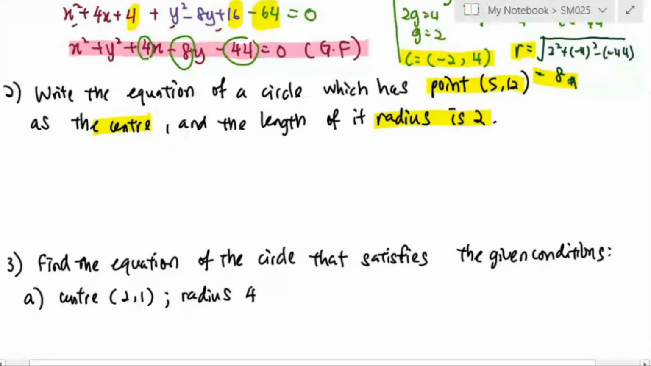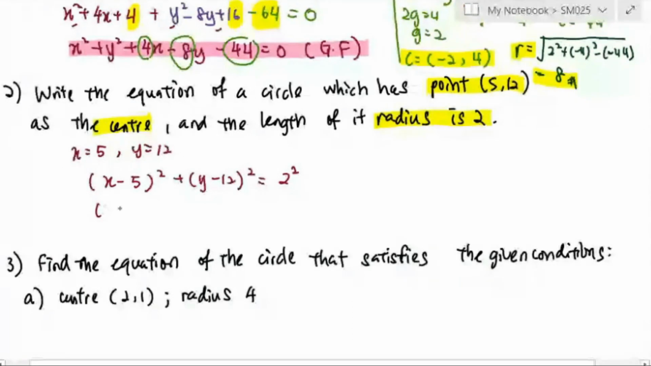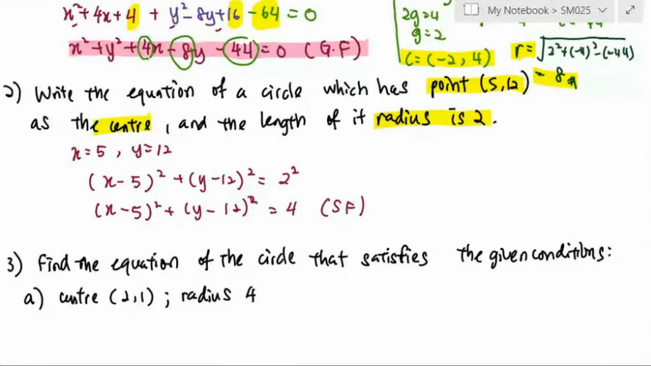Standard form is very easy because for your center, you can see x equals 5, y equals 12. Therefore, you just put in the brackets (x minus 5) squared plus (y minus 12) squared, and radius squared, 2 squared. So our standard form will be equals to 4. So that will be our standard form. So how about our general form?